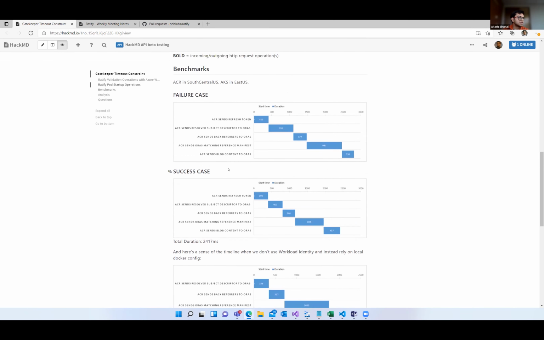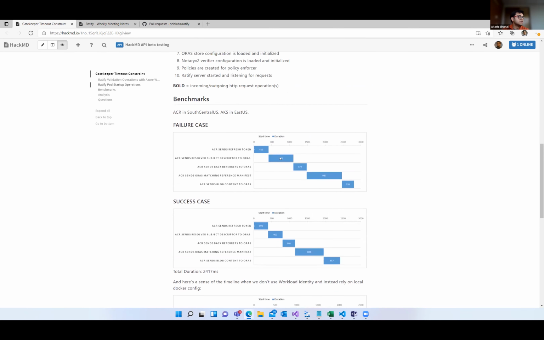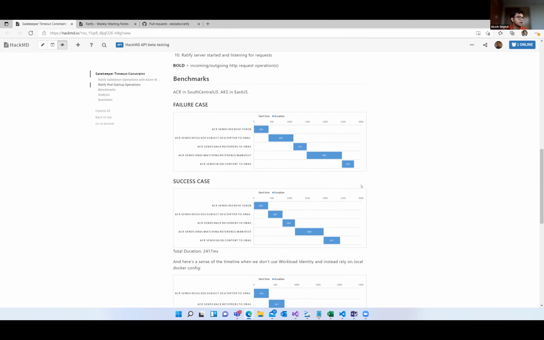In the failure case, what we see is that the operations, for the most part, are all taking a little bit longer, and as a result, it times out. This actually ends at about 2,800 milliseconds. So the context is exceeded and we have to terminate the operation as a result.